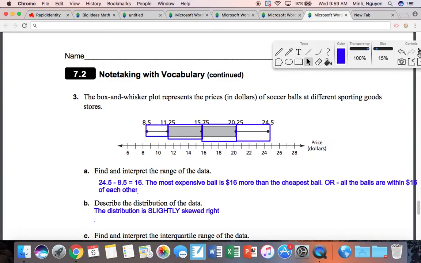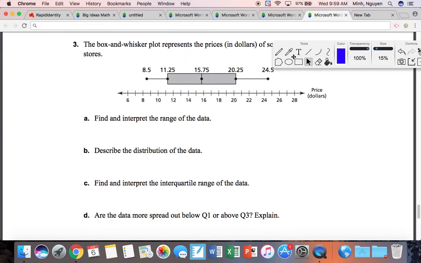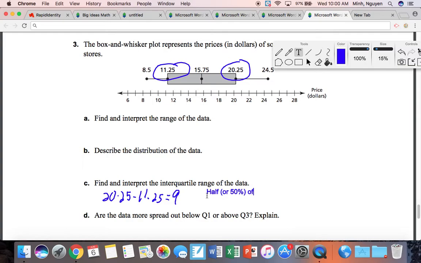Find and interpret the interquartile range. So the interquartile range is the third quartile subtract the first quartile. So you say 20.25 minus 11.25. And then it says interpret. That means you have to say something, use your words, right? The point of math is not to just calculate, it's to calculate and apply or make use of. So half, or 50%, of the balls are within a $9 range between 11.25 and 20.25.